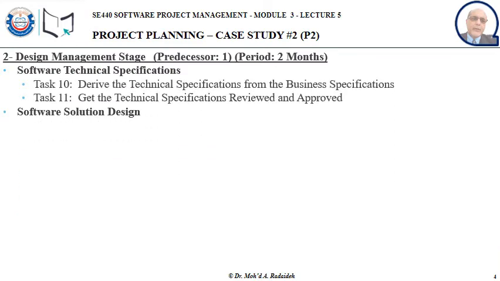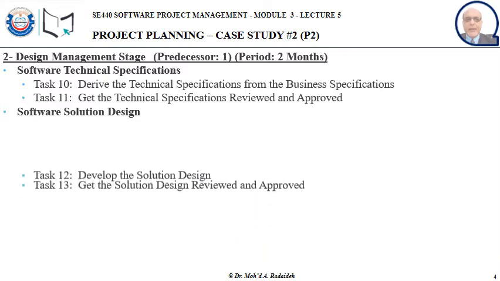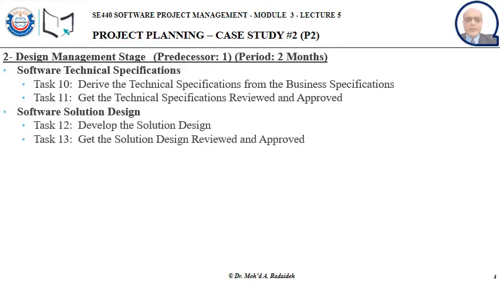We continue to category 2 or stage 2, which is the design management. Now the predecessor here is stage 1, the requirements definition. And we give this like 2 months when it comes to scheduling. This one comes in 2 parts as well. Software technical specifications, tasks 10 and 11, and then software solution design, and again it comes in 2 tasks, task 12 and 13.